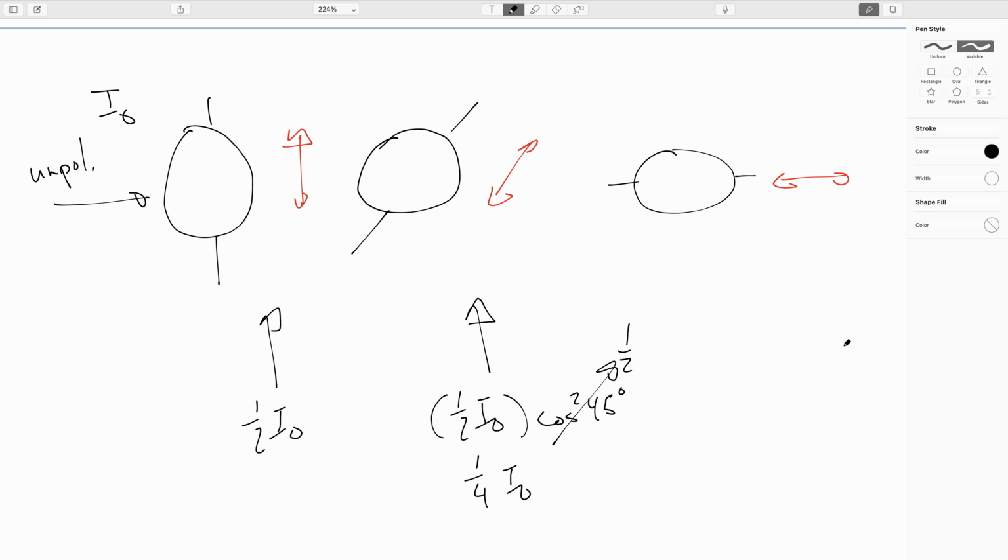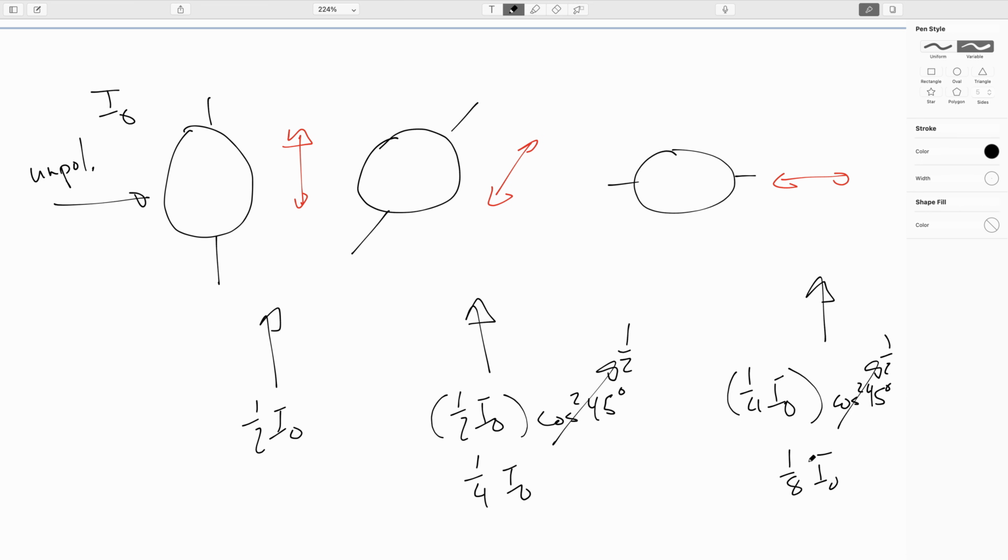And then here, it's the same deal. We take that exact same light that exited here, now at 1/4 of initial intensity, and then we have cosine squared 45 again, which is another 1/2, to end up with 1/8 I0. So it wasn't complete extinction. Some light was still indeed going through.